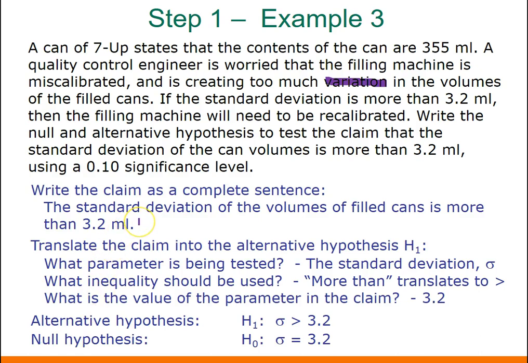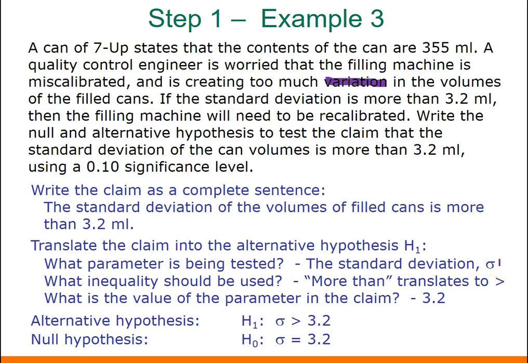So we're going to start out writing our claim as a complete sentence. That's just that the standard deviation of the volumes of the filled cans is more than 3.2 milliliters. Now we want to translate that. So which parameter are we testing? We're talking about the standard deviation. So the symbol for the standard deviation is the sigma.